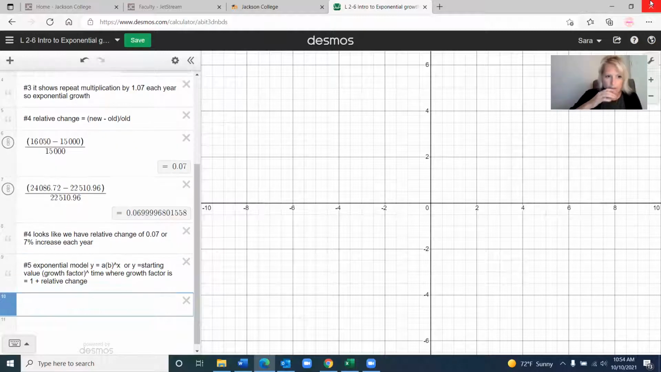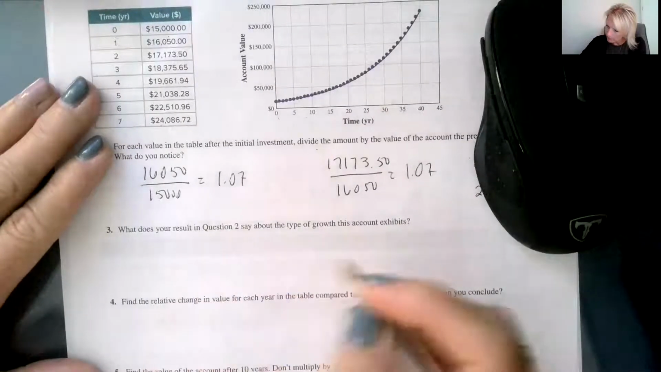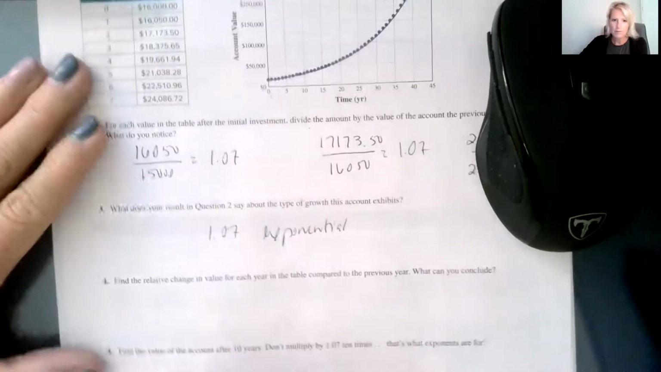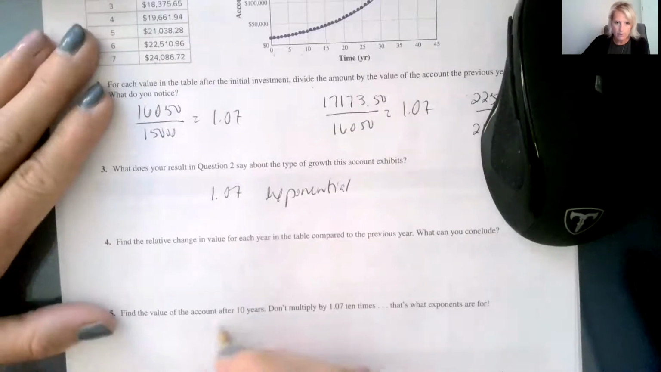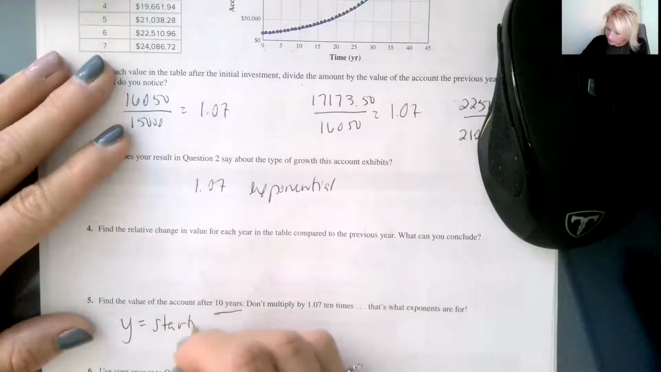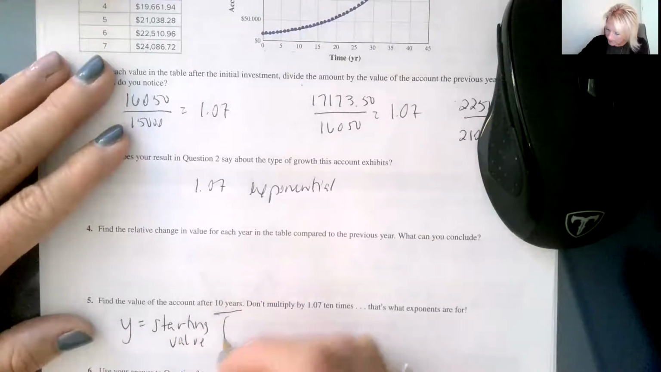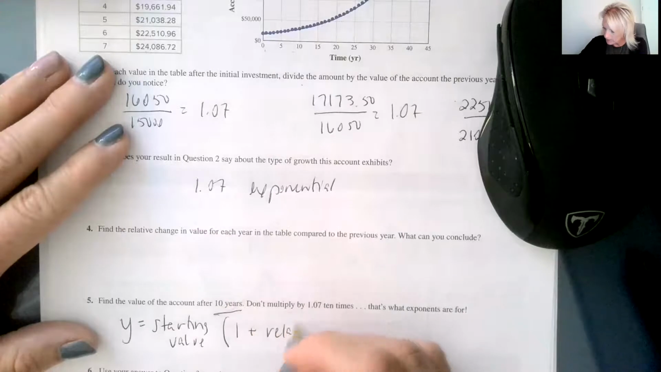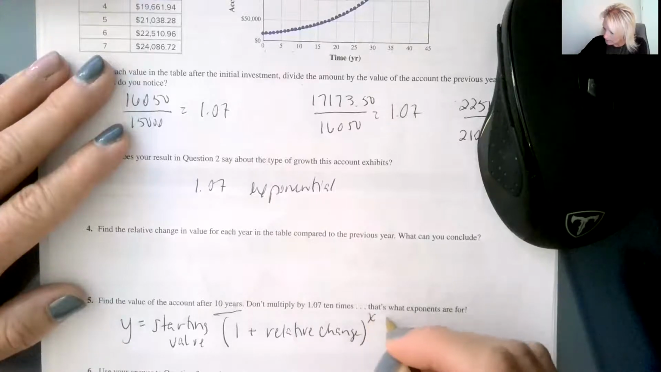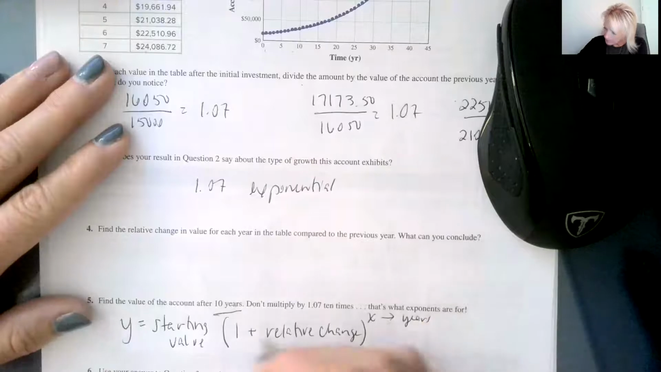Okay. So that means we have y. I'm going to go back to our paper for just a minute so we can see here how this will be written down. So this was exponential and finding the value after 10 years. When we talked about the compound interest, it was the starting value times 1 plus your relative change to the x, which is years in this case. And 1 plus relative change is our growth factor.